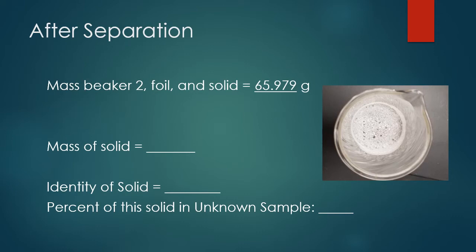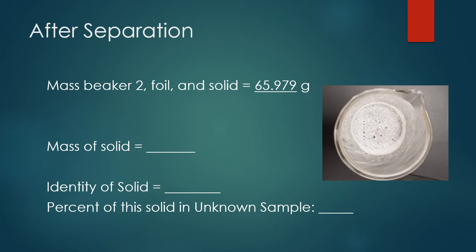So after the separation, we come back to lab and we remove both beakers from the oven to find dried solids, and we also retrieve the watch glass with the filter paper and solid on it. So we're collecting data and massing all of those substances.